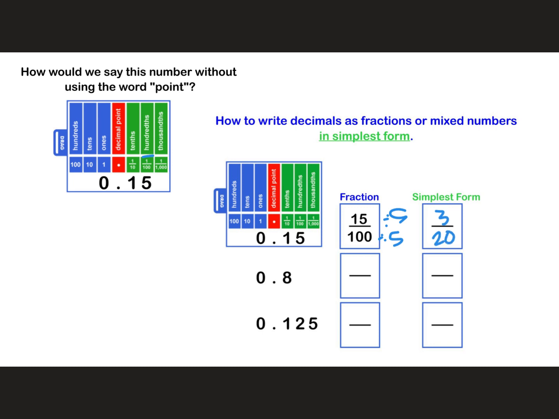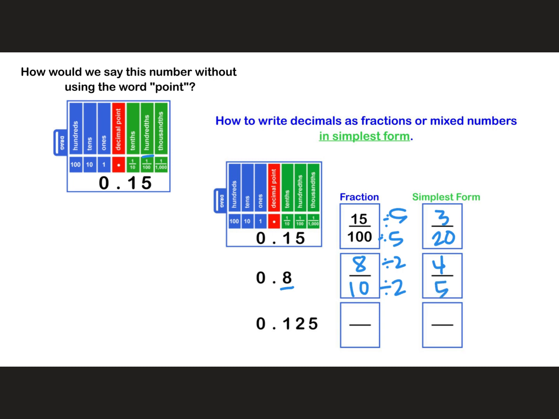If I say the next one, instead of saying 0.8, I say 8/10ths, the place value that it ends in. 8 is my numerator, tenths is my denominator. Again, simplify. Those can both be divided by 2. 8 divided by 2, 10 divided by 2.